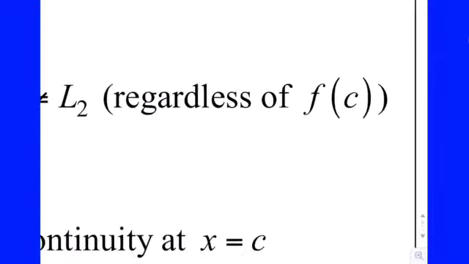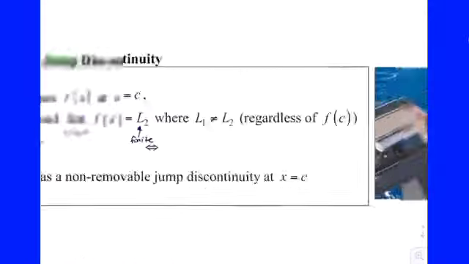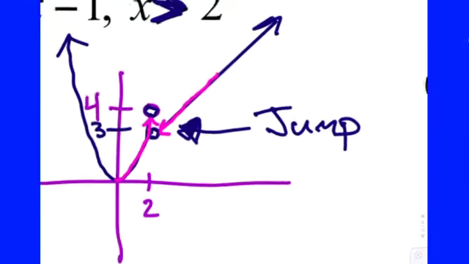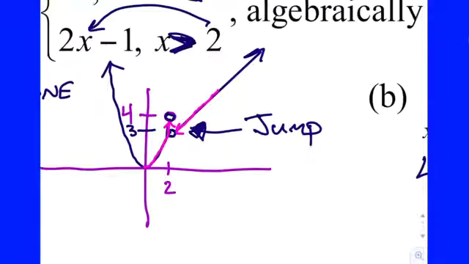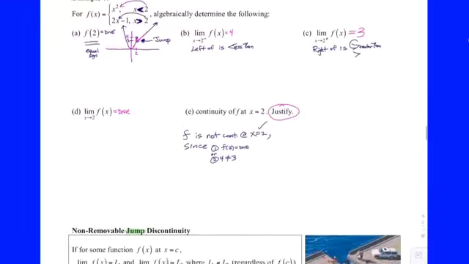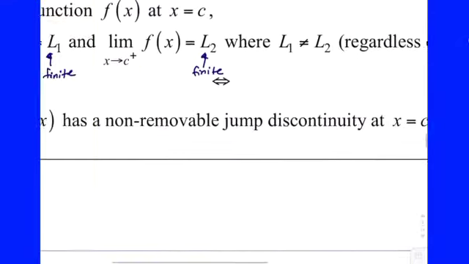And this is important. Regardless of f of c, it doesn't really matter where the function value is. The function value could be nowhere here, or it could fill the top hole, or it could fill the bottom hole, or it could be somewhere way down here. Because it never fixes the jump, it doesn't really matter what the function value is. If that happens, then you have a non-removable jump.